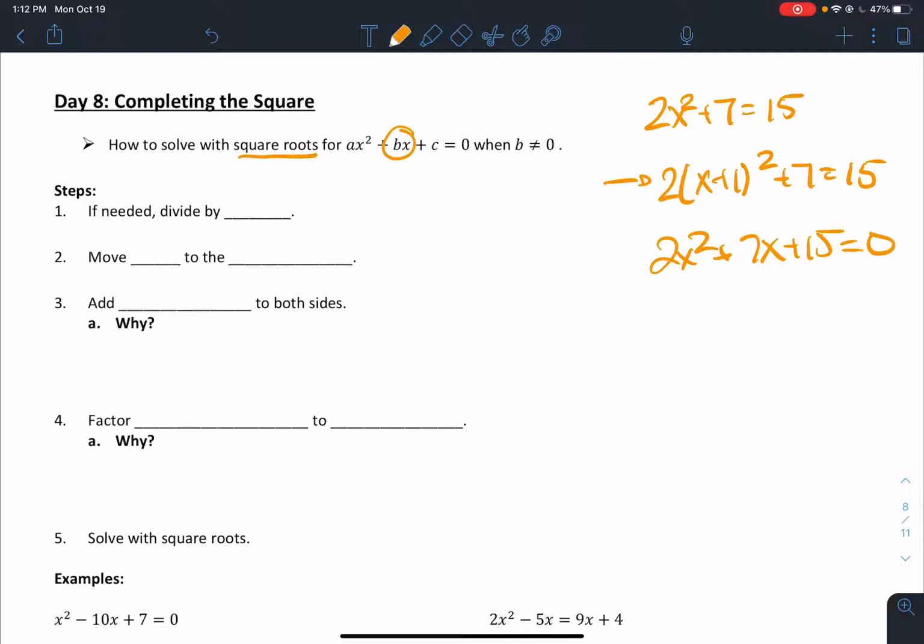All right. So if we need to, we divide by a first. You can skip this if a equals 1. I mean, dividing by 1 won't change anything, right? We're then going to move c to the other side, so we're going to subtract or add c to both sides. And then we're going to add b over 2 squared to both sides. That seems really random, but it actually has to do with the perfect square trinomial, okay?